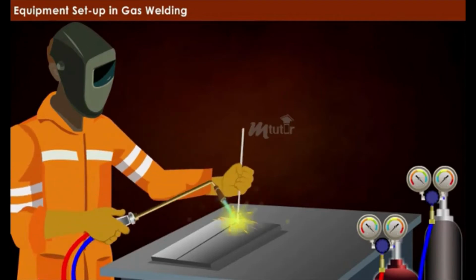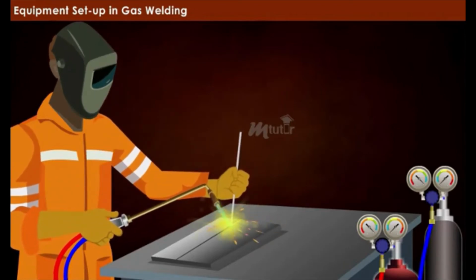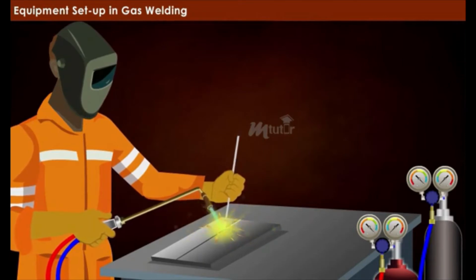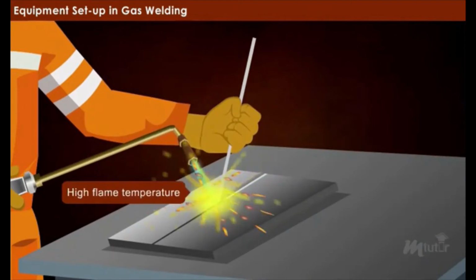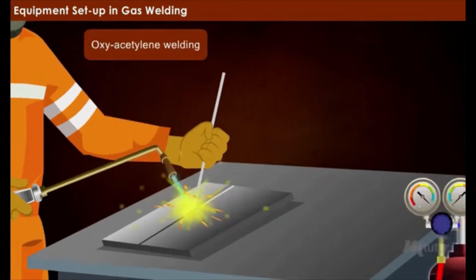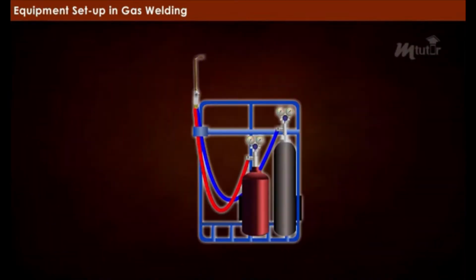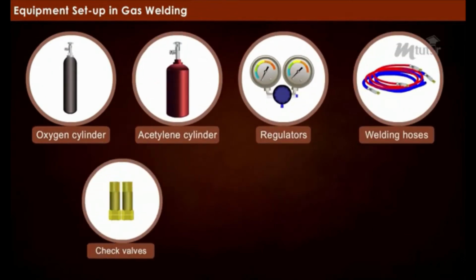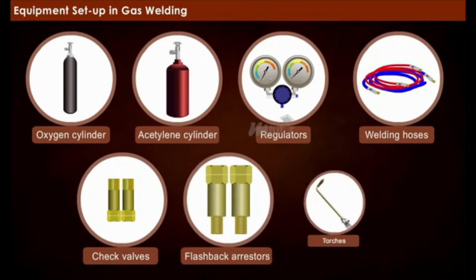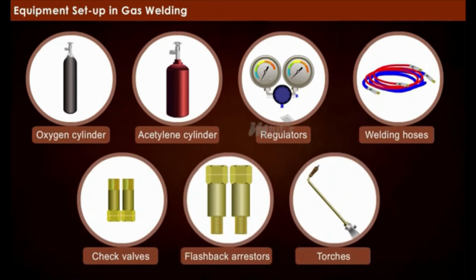Gas welding is a welding process that melts and joins metals by heating them with a flame caused by a reaction between the fuel gas and oxygen. Due to the high flame temperature, oxyacetylene welding is mostly used in industries. The equipment involved in gas welding are the oxygen cylinder, acetylene cylinder, regulators, welding hoses, check valves, flashback arresters, and torches. Before learning about the welding process, we will first set up all these required equipment at proper places. Now, we will see the functions of these equipment.